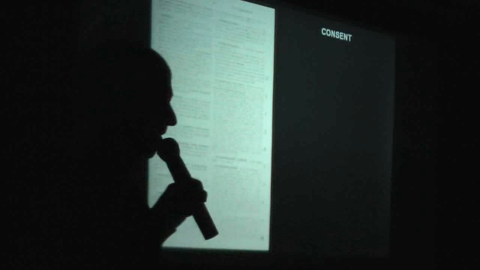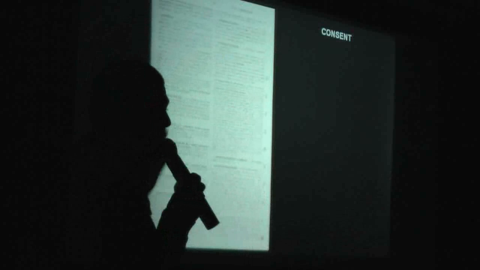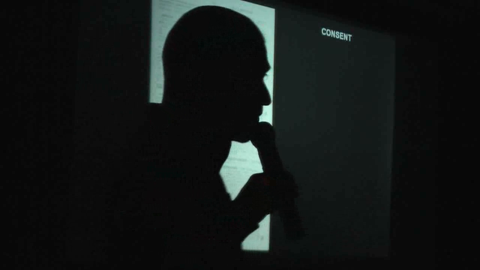We all consent to things, don't we? Someone says, would you like this? Oh yeah, well, I'll have that. But what does it mean? Well, it's a concurrence of wills, willpower, it's them against you.